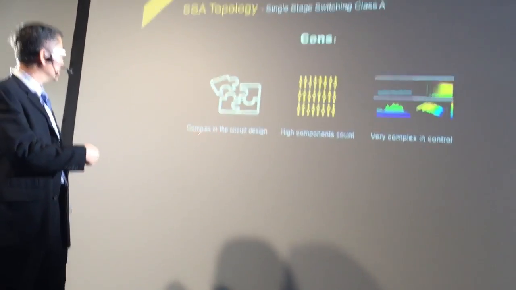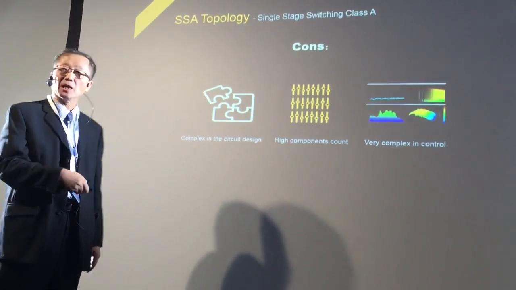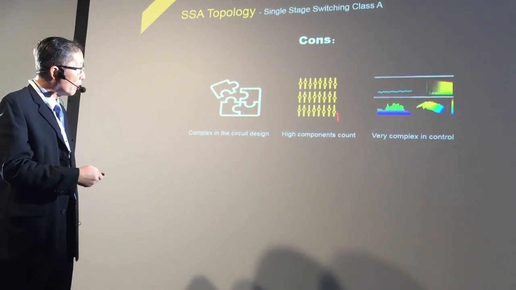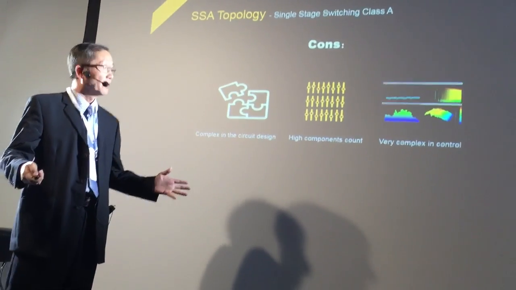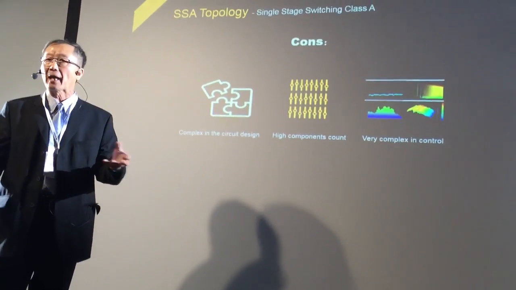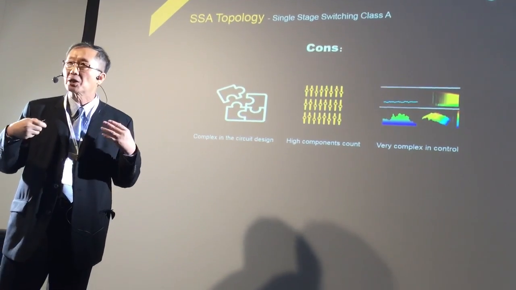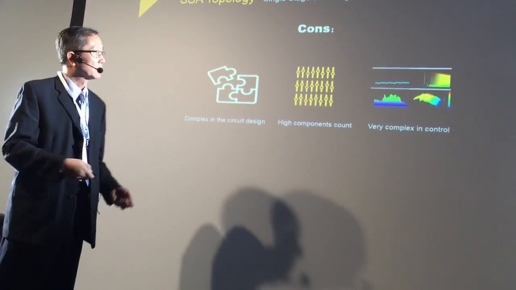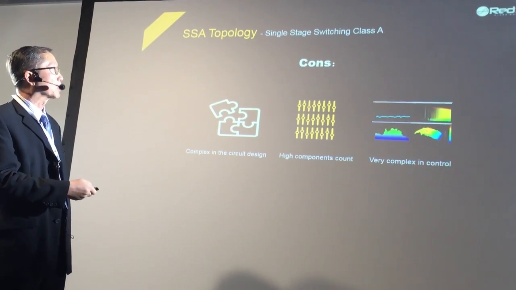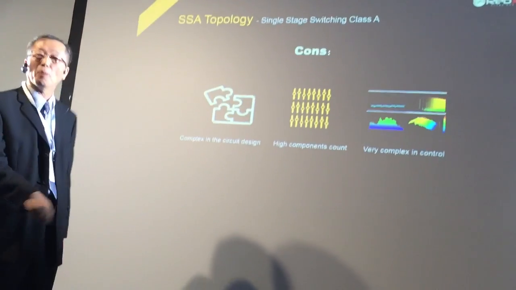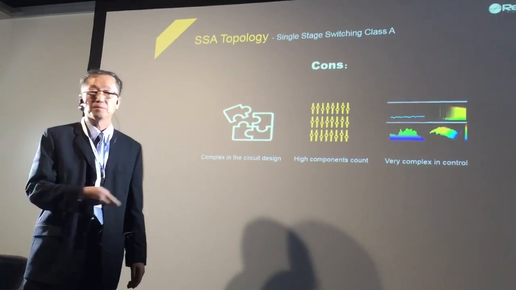The drawback is that the circuit design is very complex. The component count is higher, not like a very simple Class A with a few components and one transformer. This is much more complex. It is also very complex to control. These are the drawbacks of the new topology.